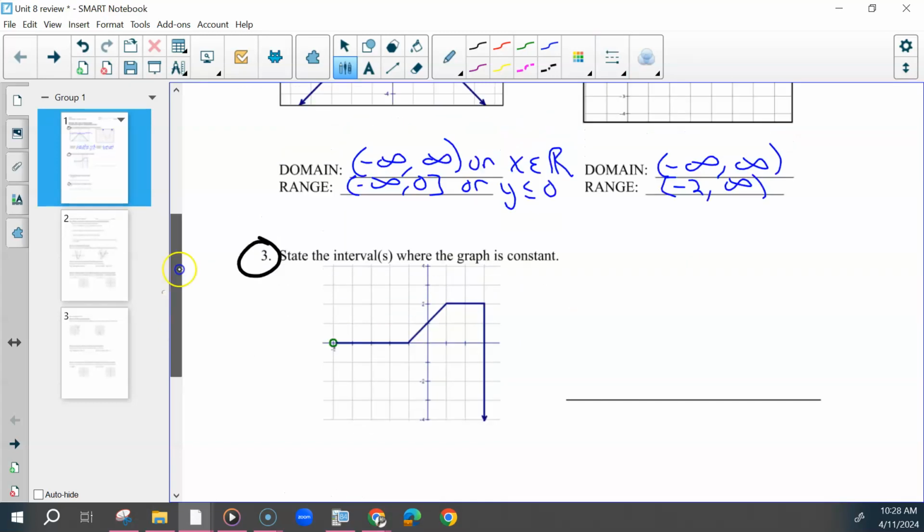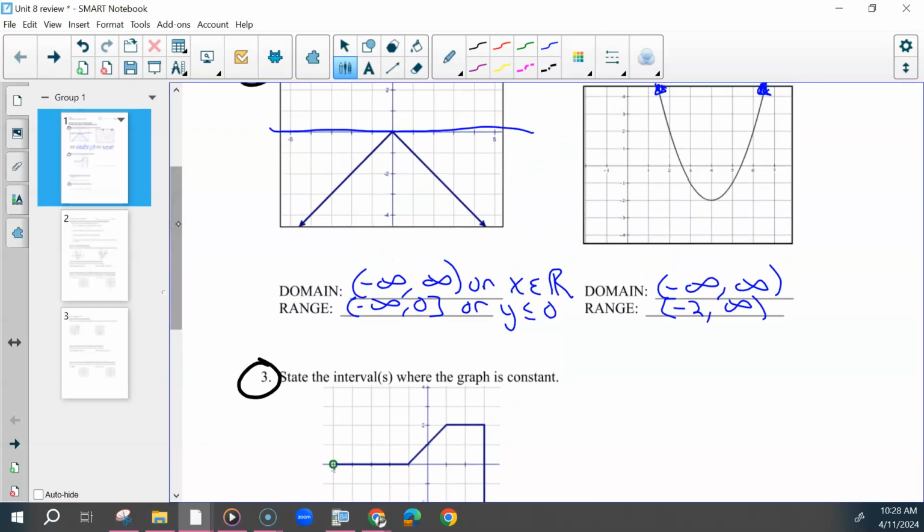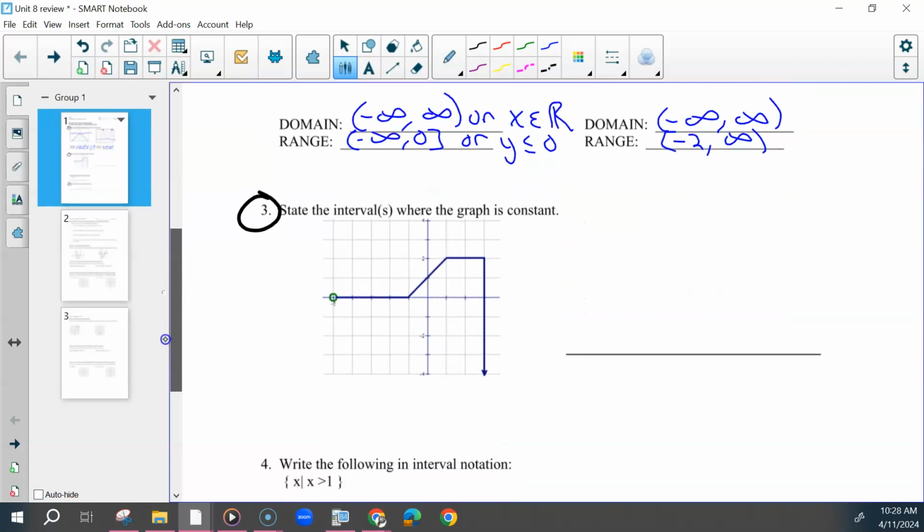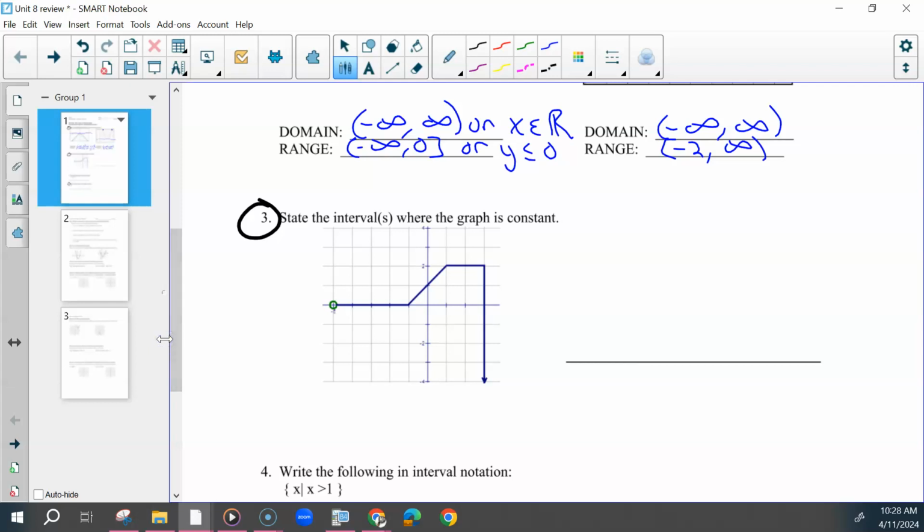Not for this one. So range is lowest to highest. And your lowest value is at negative... Depends on which way the graph is. Alright, for number 3, where it's constant, that's where it's just a straight line. It's not moving up, it's not moving down. So it starts at negative 6, this is open. So that's going to be parentheses. Stops at negative 1, that isn't open, so assume it's closed. Square bracket.